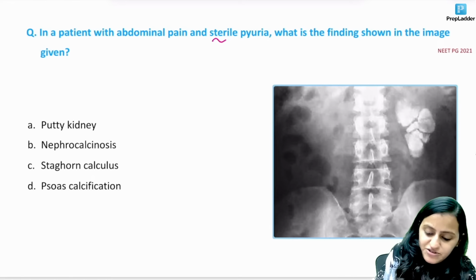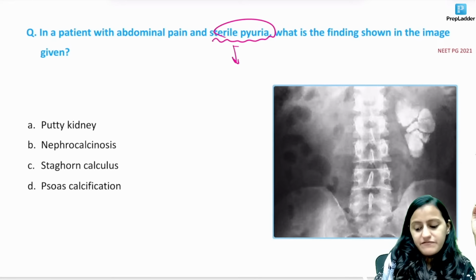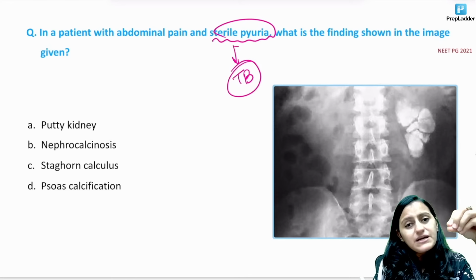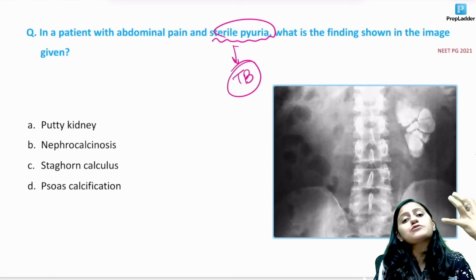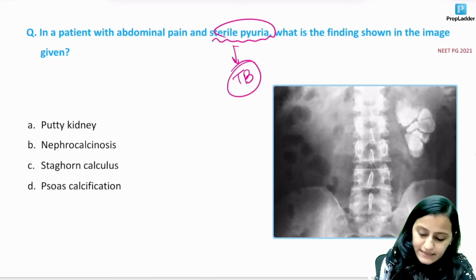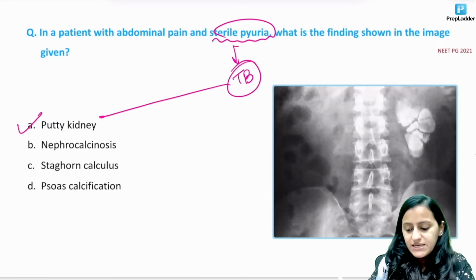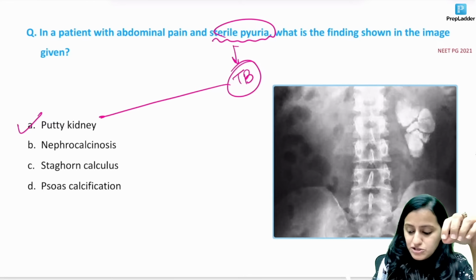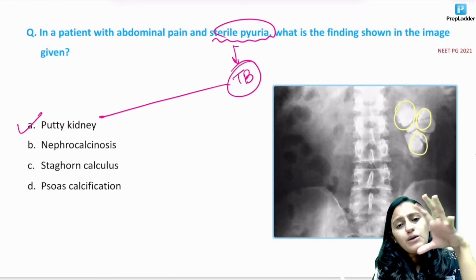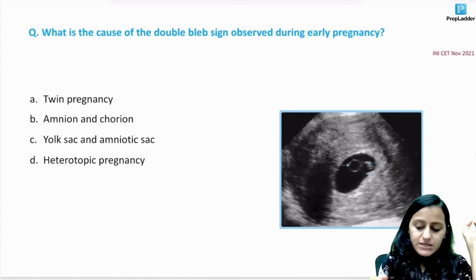Can you see this history of sterile pyuria, which is a very important history suggestive of TB? Right? Pyuria is there but it is sterile, no organism is growing but there are pus cells. So it's a very important clue for TB. And in TB, what you have is putty kidney. Right? This is an X-ray image showing the calcification. Look at the pattern of calcification. Lobulated appearance. It's a putty kidney.